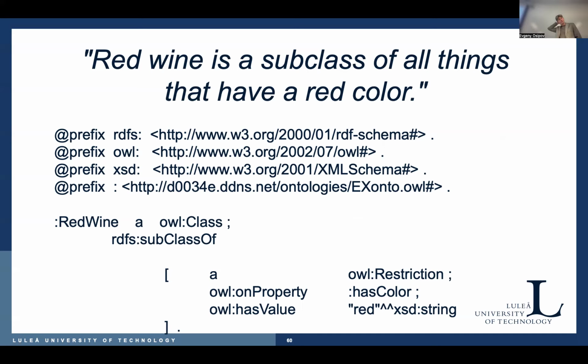Again, what I'm showing you is more about capability. It's not that you have to remember it, but this is what you can do. This is N3 notation, as you see. A record defining that red wine is a subclass of all things that have red color. So there's a class which is a subclass of, and here you have a restriction of anything that has color red.